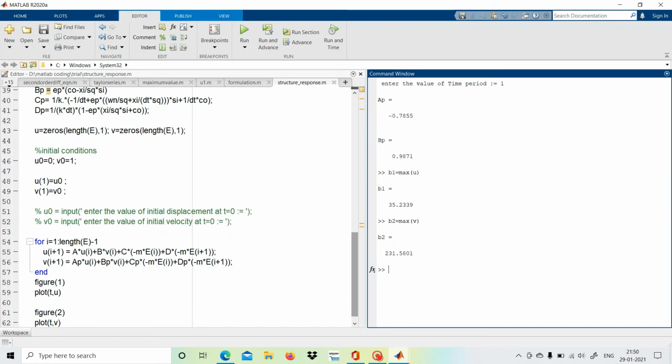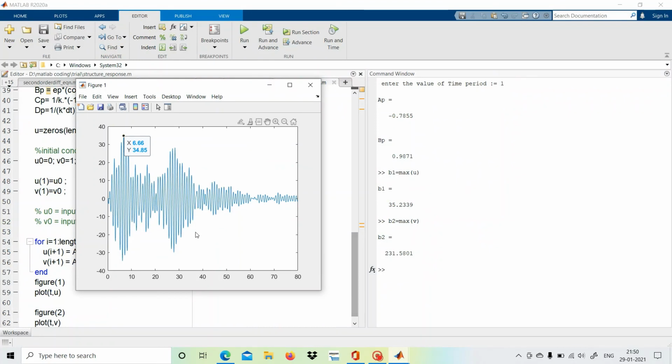And the response, we have seen how the vibrations were there. We have seen the vibrations of the building. The building will vibrate to and fro, and the negative and positive signs show that it will move left and right, in a to-and-fro motion, and oscillate like this. So this is called the response of the structure or building. This is the displacement response.